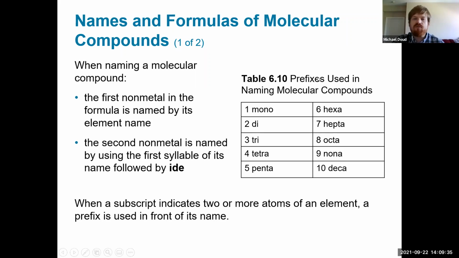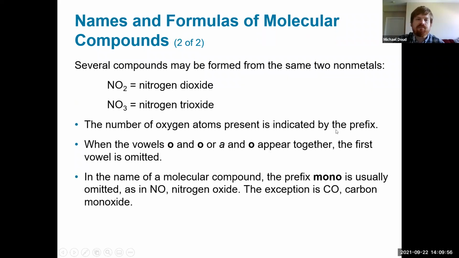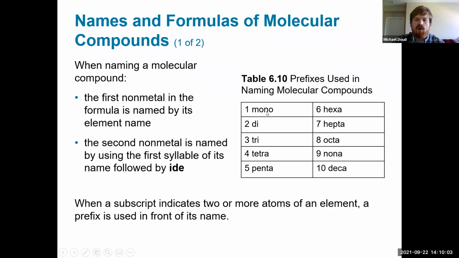And then we apply the prefixes. The prefixes just vary depending on the number of each that you have. If you have 1 atom of something, it's mono, 2 is di, 3 is tri, 4 is tetra, 5 is penta, 6 is hexa, 7 is hepta, 8 is octa, 9 is nona, and 10 is deca. One thing to note is there's a few exceptions to this, which is the prefix mono. Mono is only going to be used when it's the second element. By convention, we don't use mono as the prefix for the first one.